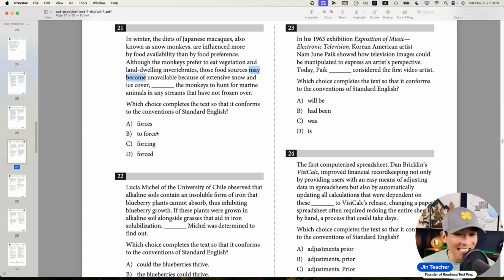Answer choices A and D are verbs that actually function like verbs, right? It's the present tense verb and the past tense verb. Many food sources may become unavailable, forced the monkeys to hunt for marine animals. So those words are actually verbs, and you cannot have two main verbs structured like this in a sentence. So you have to use another form of a verb, right?